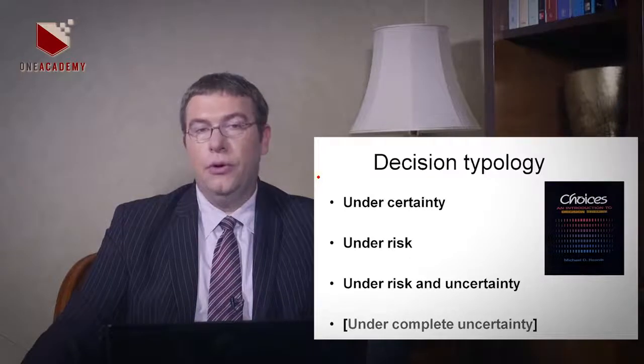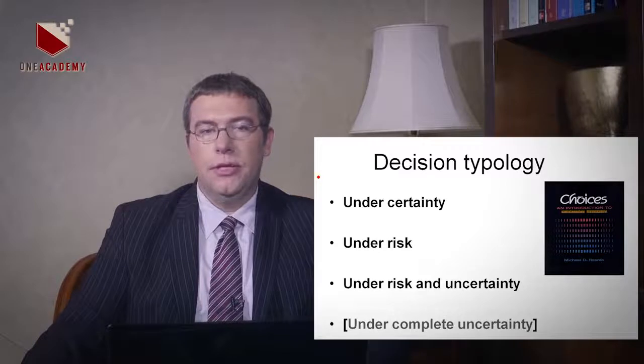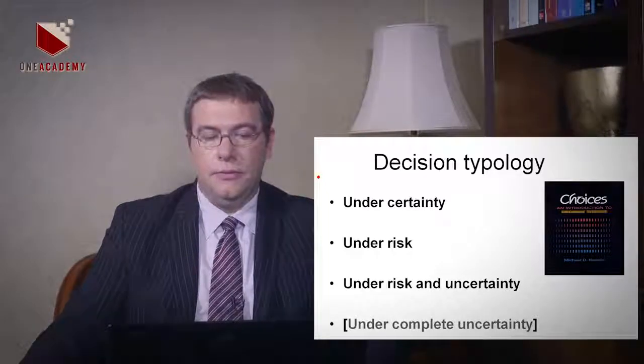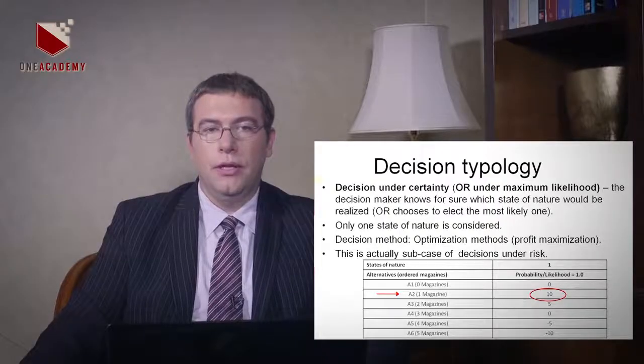I'm not going to explain the case under complete uncertainty because it is a topic for another class, but I'm going to explain the other 3 examples right now. So first of all, under certainty. Under certainty, the decision maker knows for sure exactly which state of nature will occur, which state of nature will be realized.